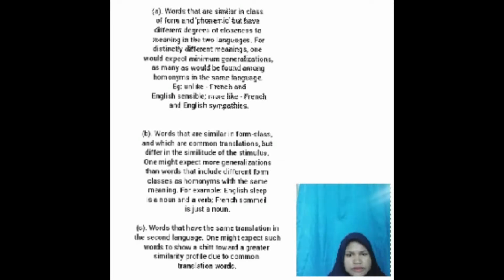B. Words that are similar in form classes and which are common translations but different in the semantic differential, one might expect more generalization. C. Words that include different form classes but have the same meaning, for example, English slave, a noun, and French esclave, a noun. D. Words that have the same translation in the second language. One might expect such words to show a shift toward greater similarity for the common translation words.